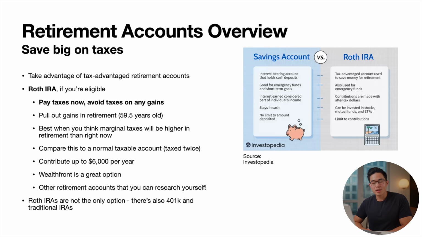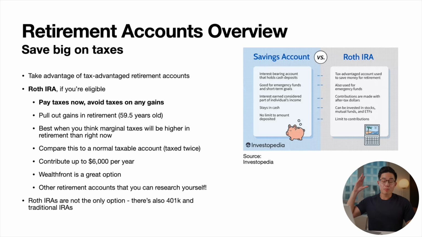Like I mentioned before, I definitely recommend taking advantage of tax advantage retirement accounts. For example, the Roth IRA, which we are going to talk about right now. With the Roth IRA, you're going to be paying taxes on the money you're making now, putting that money into this investment account, letting it grow, and then when you take out the money after you retire, you pay 0 taxes on the gains. This is going to be the best when you think your marginal taxes will be higher in retirement than right now, which, let's be honest, is probably going to be the case.